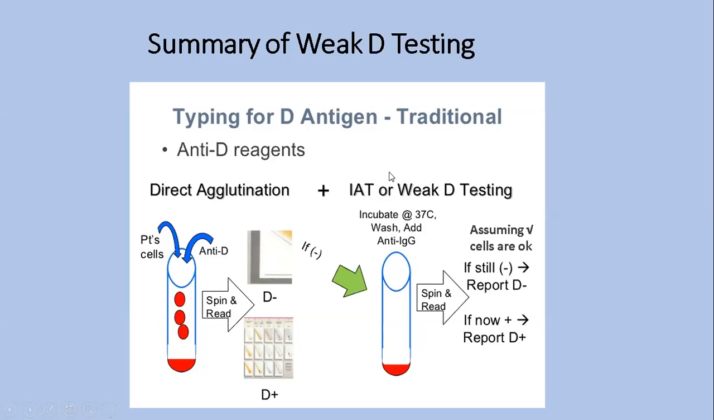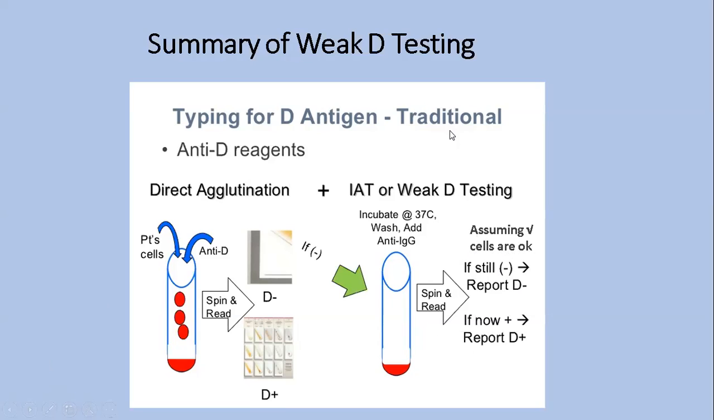So as we discussed, this entails incubating the tubes for 15 to 30 minutes first. After they're incubated, we're going to wash them 3 times. Okay, get it into your head that before we add anti-human globulin in any test, we must wash the cells 3 times. So we wash them 3 times. We add our drop of anti-human globulin, spin and read. If now it's positive, we're going to report this person as D positive. Weak D means Rh positive. If they're still negative, we're going to run our check cells, and assuming our check cells agglutinate, then we're going to report out the patient as D negative.